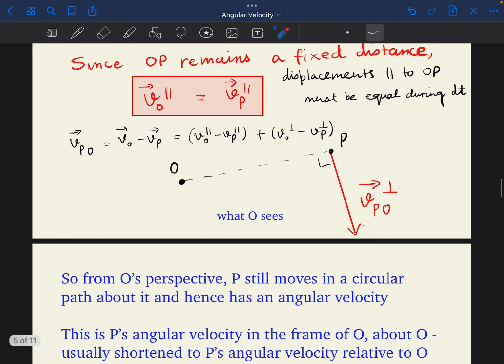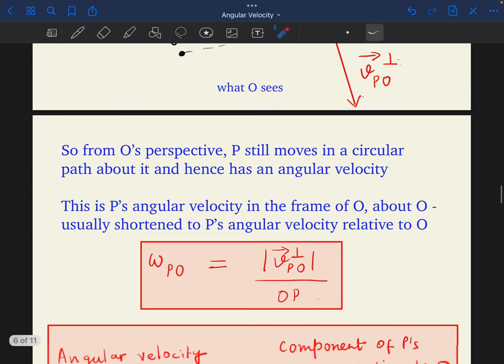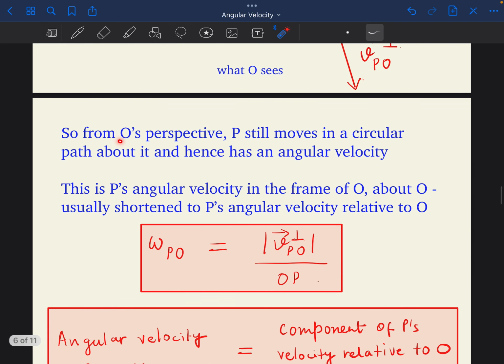But if we take this condition that OP remains fixed, then from the frame of O, as I have written over here, as seen by O, P moves in a circular path about it and hence will have an angular velocity attached to it.